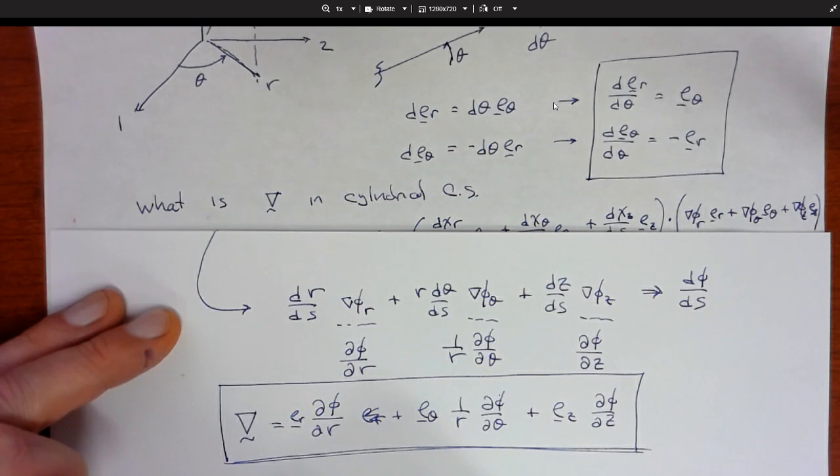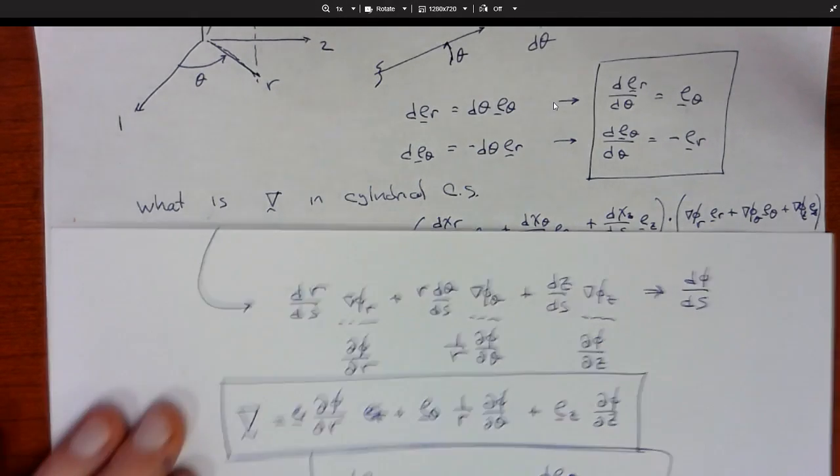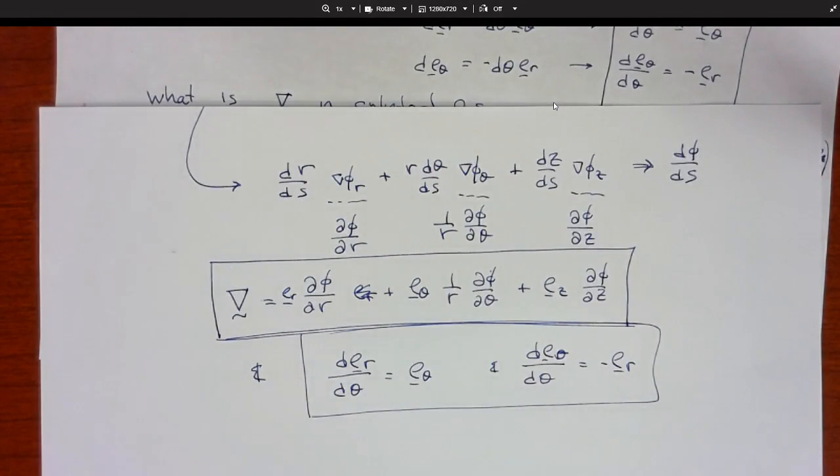So I'm going to use this, and remember the fact that der d theta was e theta, and d e theta d theta was minus er, right? So we're going to use these two results to figure out the operators. All right. So let's leave that here.